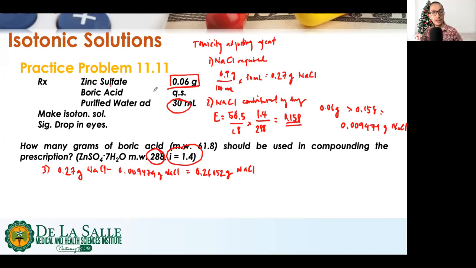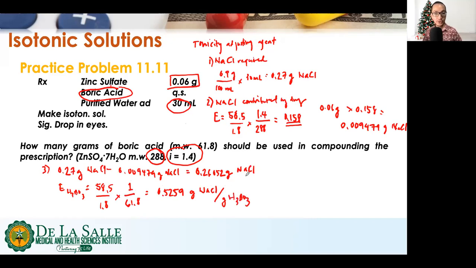Now, the tonicity adjusting agent is not sodium chloride. It's boric acid. So we need to compute for the E value of boric acid. So that you won't be confused, I will label this as boric acid. So, the E value of boric acid is equal to 58.5 divided by 1.8 times the I of boric acid, which is 1, and the molecular weight of boric acid is 61.8. So, that is equal to 0.5259 or 0.53. We computed this earlier. Remember that this is grams of sodium chloride represented by 1 gram of boric acid.